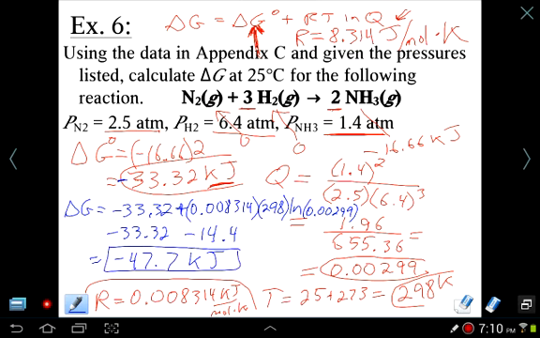So under these conditions, delta G becomes more negative. The original delta G was 33.32. Here it becomes more negative, so it becomes more spontaneous. The conditions have changed, and in fact it depends how far away we are from equilibrium. Because we move further from equilibrium, the delta G has changed. So here's how you would calculate delta G under non-standard conditions.